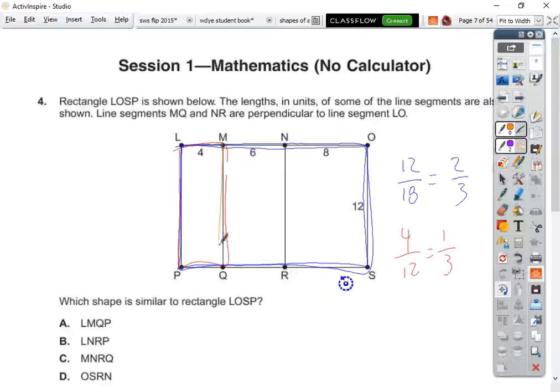Remember, we're looking for a ratio that's equivalent. 6 over 12 is equal to 1/2. Now, clearly, the only option is the last one here. 8 over 12 is equal to, well, 4 goes into both of them, 2/3. So it should be NOSR.